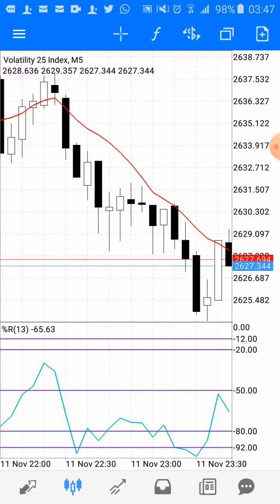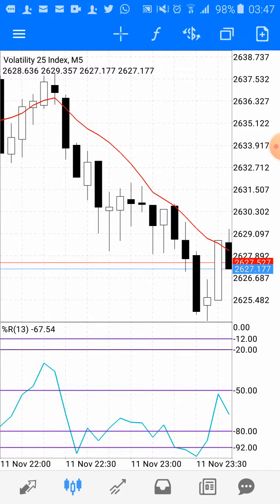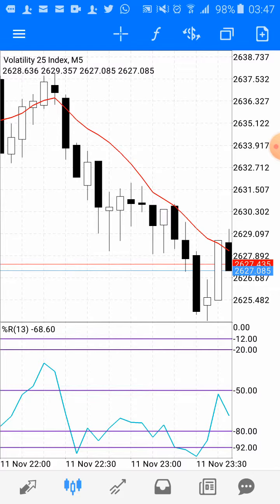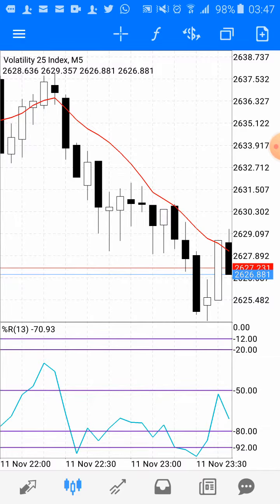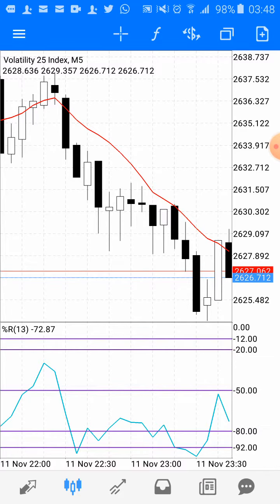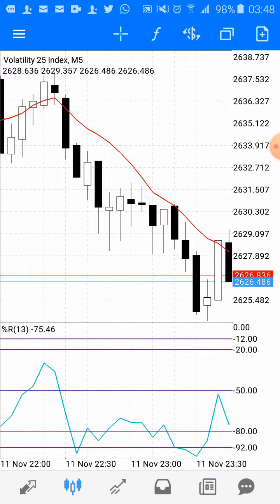So I'll wait for another low bar to form. Okay, like it's coming down. I'll wait for another low bar to form, or I would wait for this Williams percentage ratio to come down to 80. Once the Williams percentage ratio comes down to 80, I'll go in for a trade. Now, how do we use the red line here? That is the moving average 9.